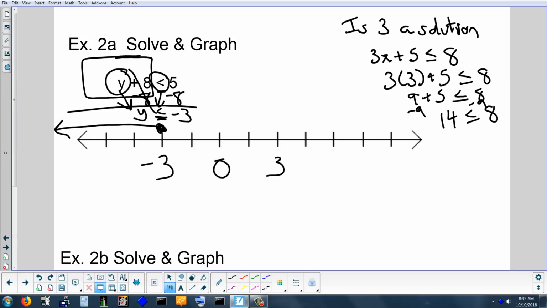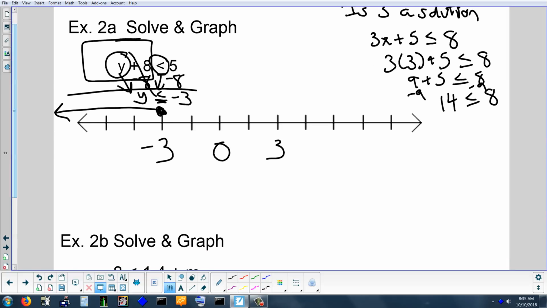Like I said, next week we'll get into stuff where you're gonna have to do 2 steps. You'll have to get it isolated and then multiply or divide, depending on what's there. All right. People okay with that one? All right.